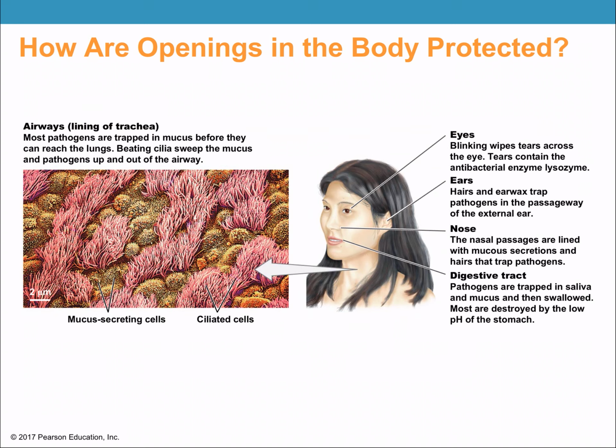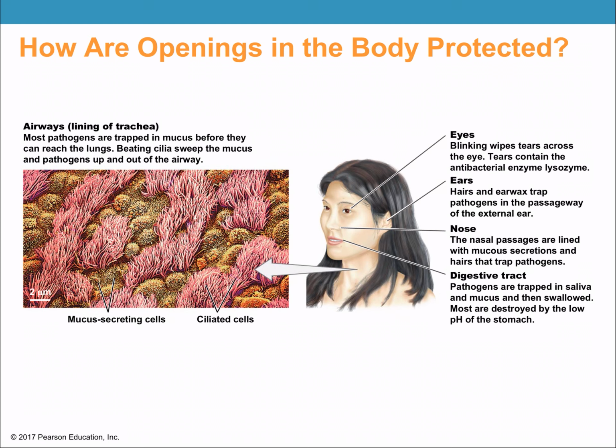Eyes, sometimes things can get in through the eyes. You've ever had an eye infection, right? A pink eye, something like that, you can end up with that. Blinking wipes tears across the eye, and there's an enzyme, lysozyme, that also has an antibacterial property. You have hairs and earwax trapping pathogens in the ear. Your nose, same thing. You've got mucus secretions, cilia is what's shown here. Same thing that we find in the throat and the chest area, lots of cilia in the throat.